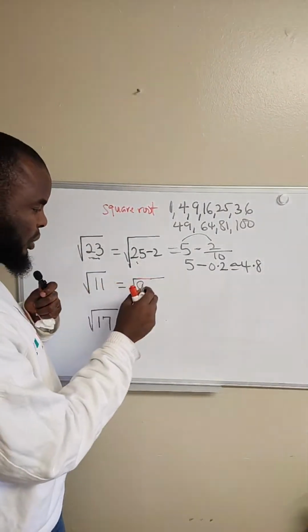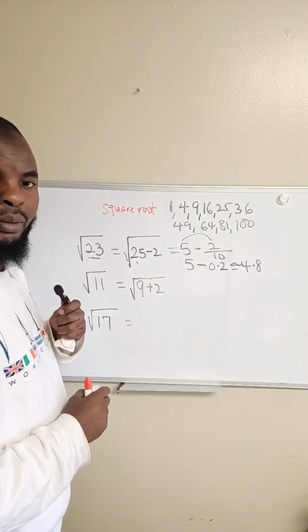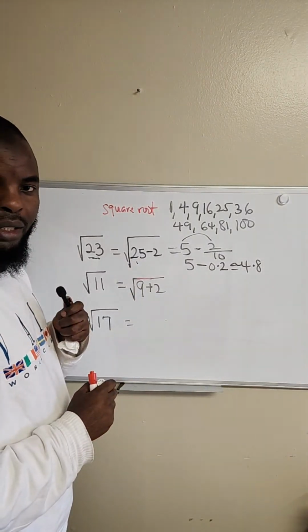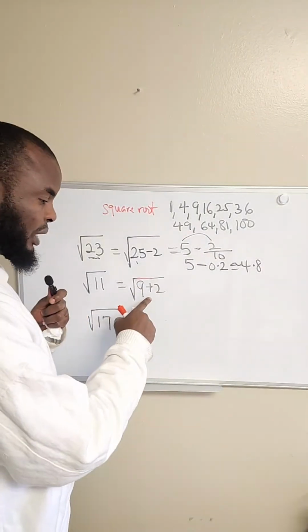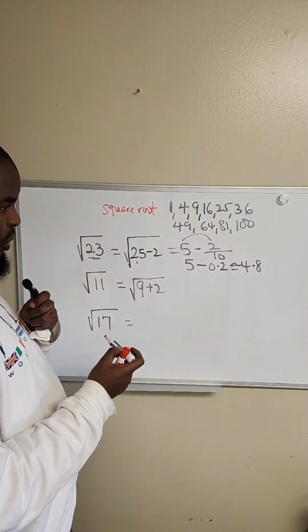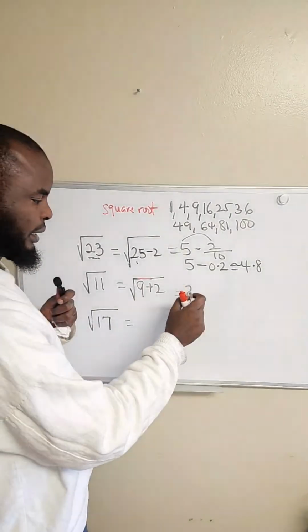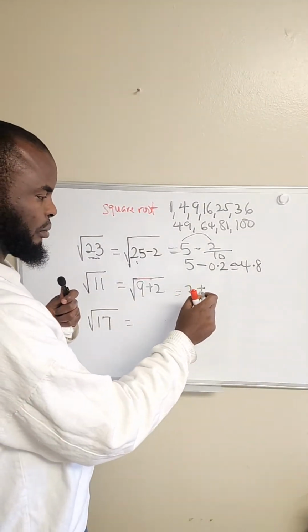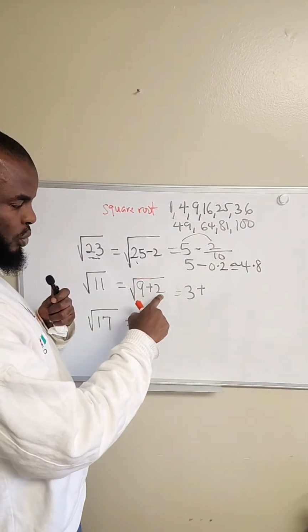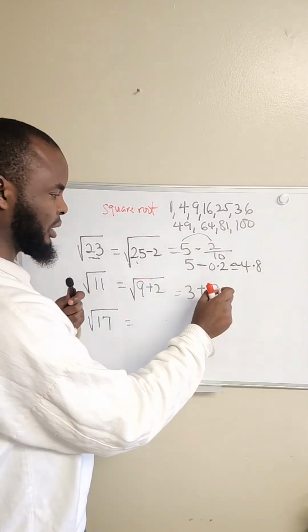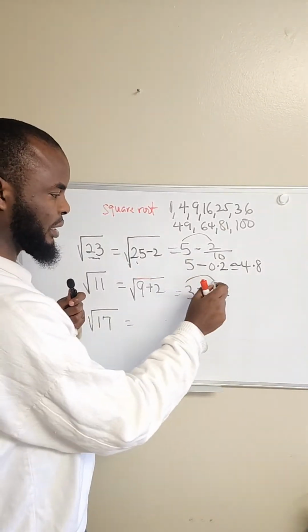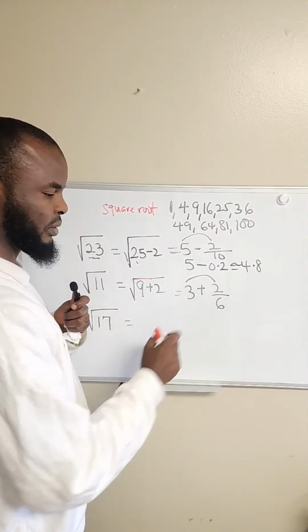So to make 11, we have 9 plus 2. This is going to give you 11. Then we're going to use the same approach we used there. The square root of 9 is what? 3. Plus 2. Look at this 2. Anything you have here is divided by 3 times 2, which is 6.